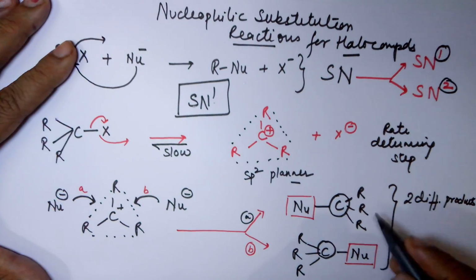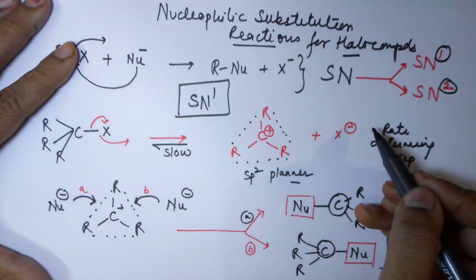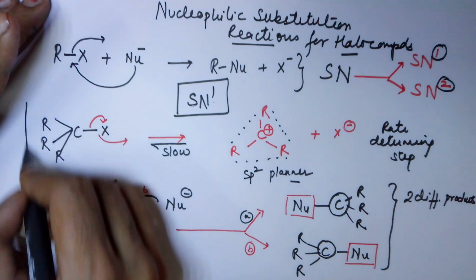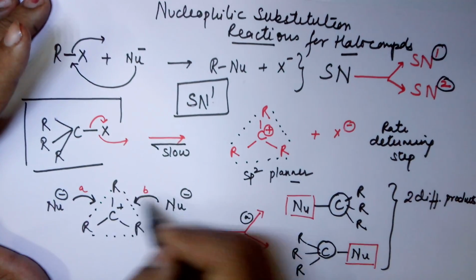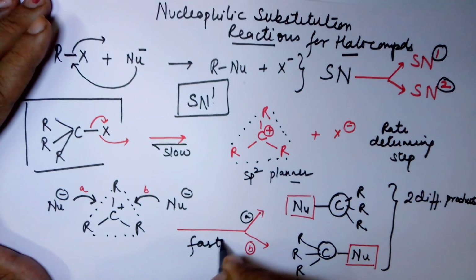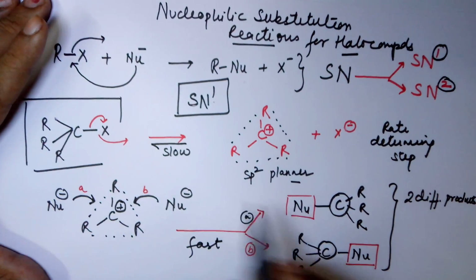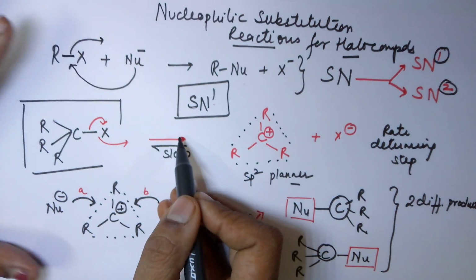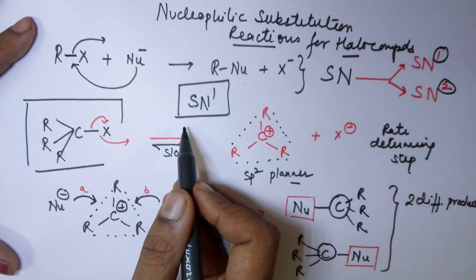Also, you have a planar carbocation formation, which is your rate determining step. So this becomes a first order reaction because your reaction is dependent only on one of the reactants. The second step is a fast step because it involves the attack of positive and negative entities. The slow step is the rate determining step. Hence, you end up with a reaction which follows first order kinetics.